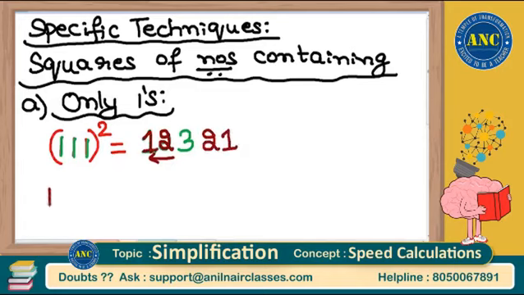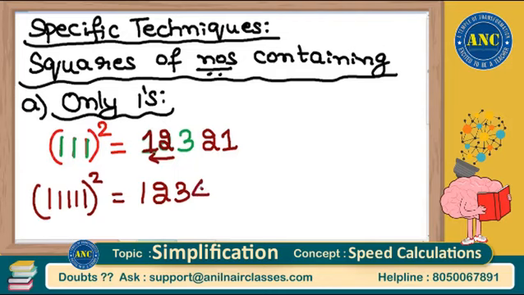One more example. Suppose I have 5 ones, 5 ones square I need to find. Start from 1, write till 5: 1, 2, 3, 4, 5. Come back to 1: 4, 3, 2, 1. Write 1, 2, 3, 4, 5, 4, 3, 2, 1.